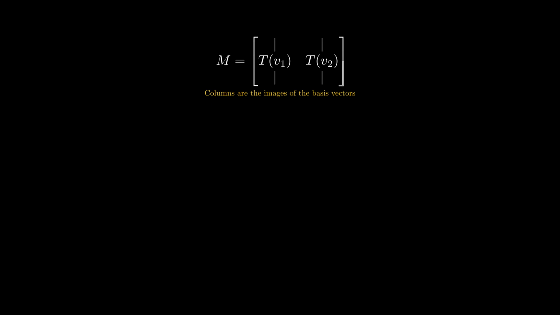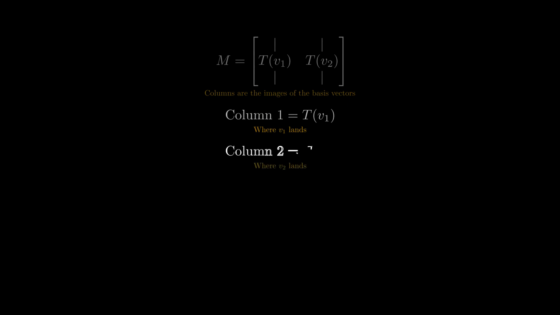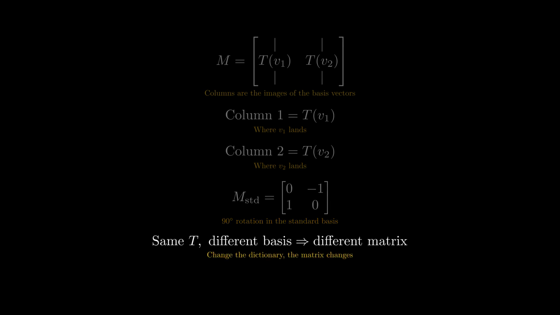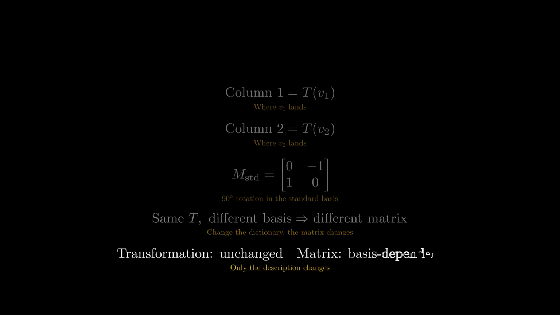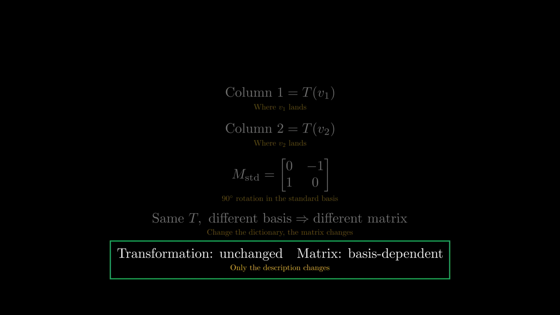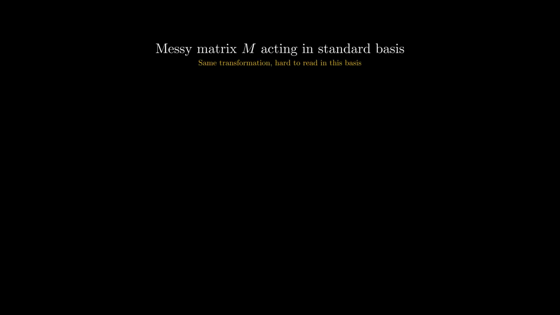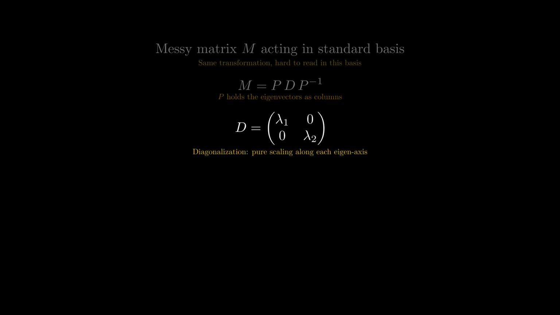This reorganizes everything. A matrix is just a table that records where the basis vectors go. The first column is T of v1. The second column is T of v2. That is the entire content of the matrix. Change the basis you record in, and you get a different matrix for the same transformation. The transformation itself has not changed, only the dictionary you are using to describe it has. Choose the right basis, and the tangled transformation can look like pure scaling along each axis. That's diagonalization, and the special basis is the eigenvector basis.